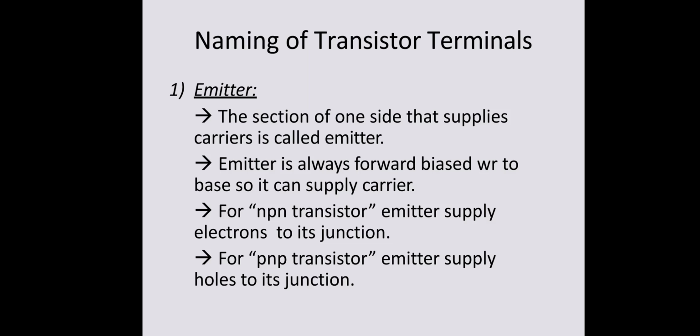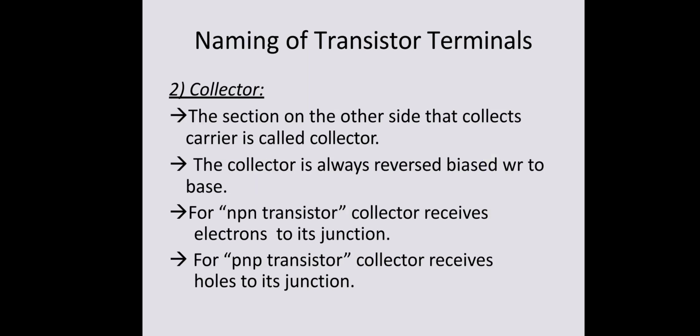Those holes move to the emitter base junction, and act as minority carriers at the base side. Next, the collector. The section on the other side that collects these charge carriers is called the collector. The collector is always reverse biased with respect to the base. So for an NPN transistor, the collector receives electrons at its junction, and for a PNP transistor, the collector receives holes at its junction.